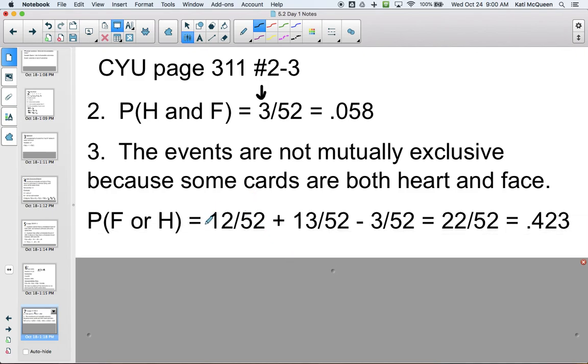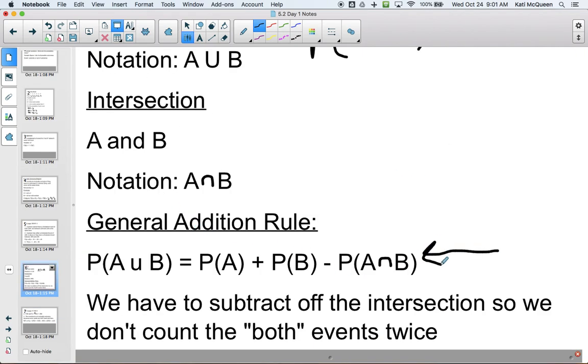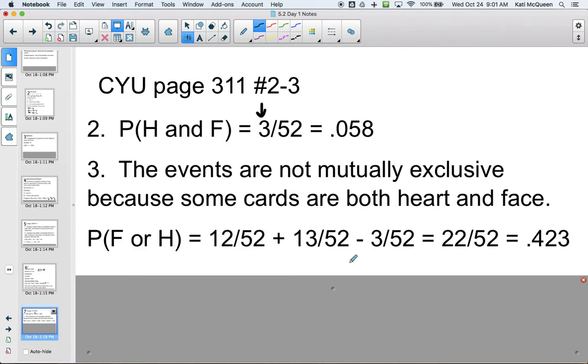With the general addition rule, I would be finding the probability of F, so face cards. There are 12 face cards in a deck out of 52, plus the probability of H. There are 13 hearts out of 52, and this is where I'm subtracting the intersection. All I'm doing, guys, is following this formula right here that was on the last slide. Those 3 cards, the king, queen, and jack of hearts, were counted here as face cards. They were also counted here as hearts, so I'm going to subtract them off once, so they're only counted once, which gives us 22 out of 52, or a probability of 0.423 of getting a face or a heart.